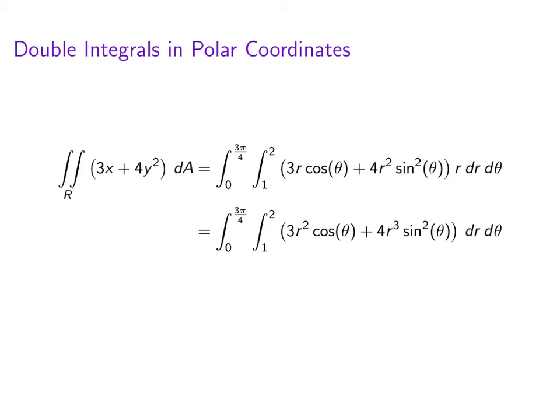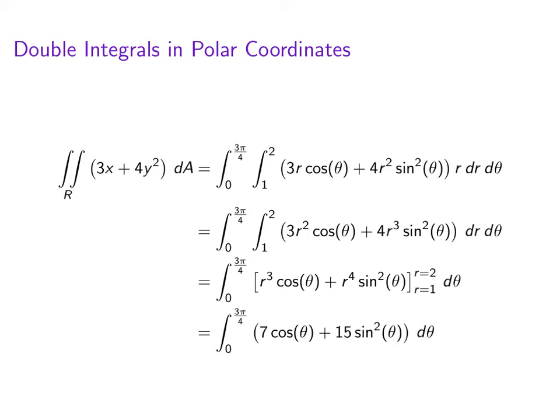In order to evaluate this integral, let's first distribute the r, and now we'll evaluate the inside integral with respect to r. Okay, the antiderivatives are very straightforward. Then we have to plug in the 2 and the 1 and subtract. If we do, then we get this integral: the integral from 0 to 3 pi over 4 of 7 cosine theta plus 15 sine squared theta.